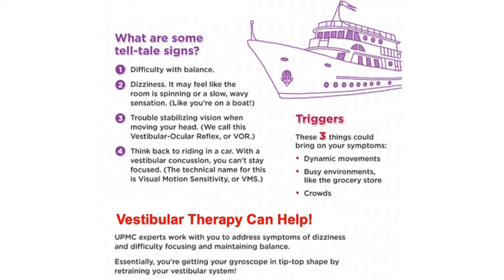Some of the telltale signs of a vestibular injury are difficulty with balance and dizziness. It may feel like the room is spinning, or a slow, wavy sensation like you're on a boat. There may be trouble stabilizing vision when moving your head. This is called the vestibulo-ocular reflex. If you're riding in a car with a vestibular concussion, you can't stay focused. The technical name for this is visual motion sensitivity, or VMS.